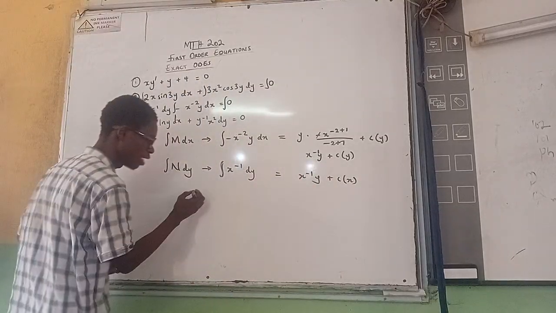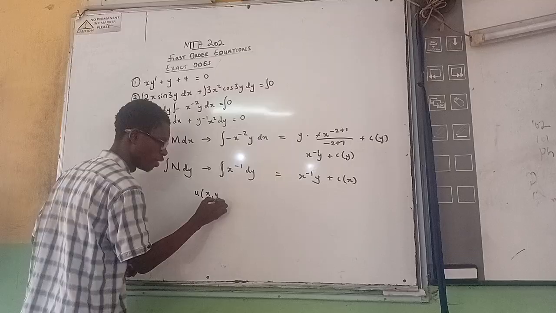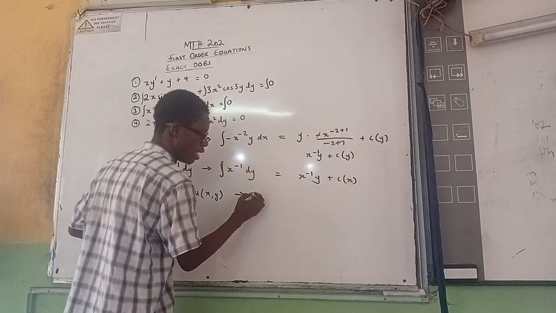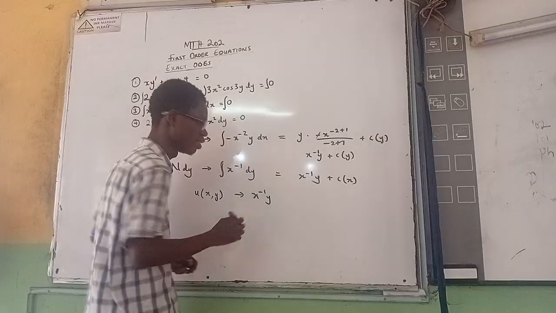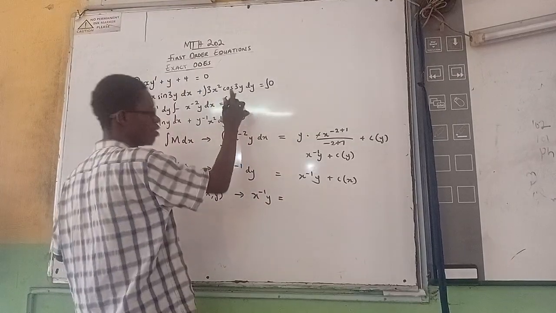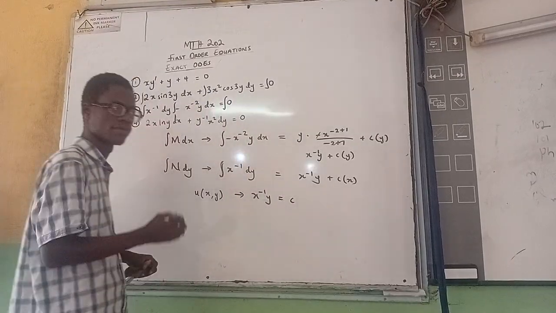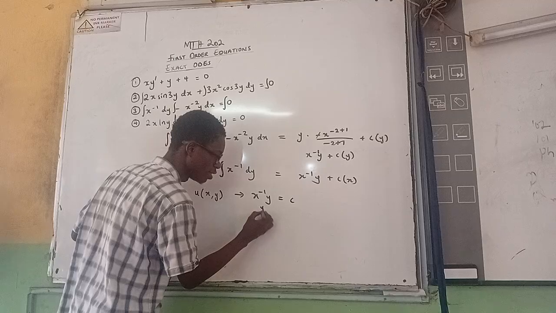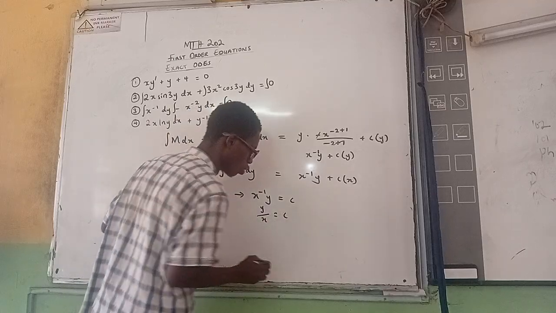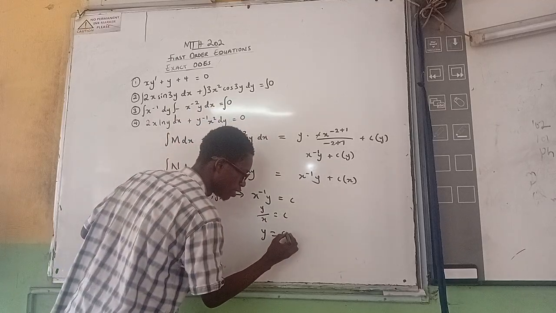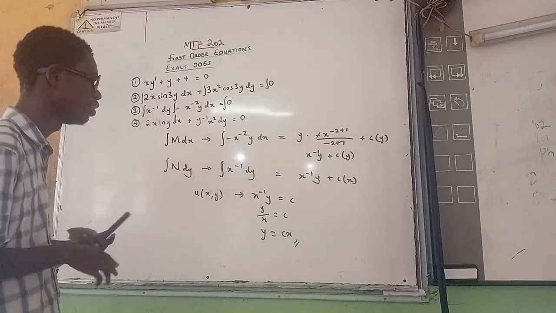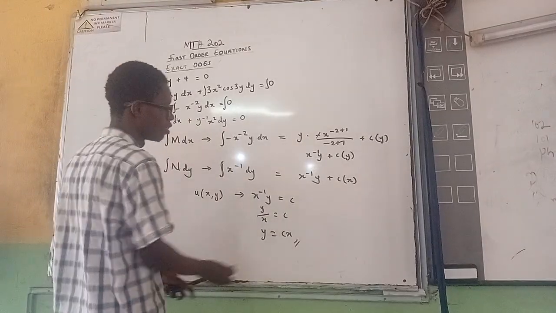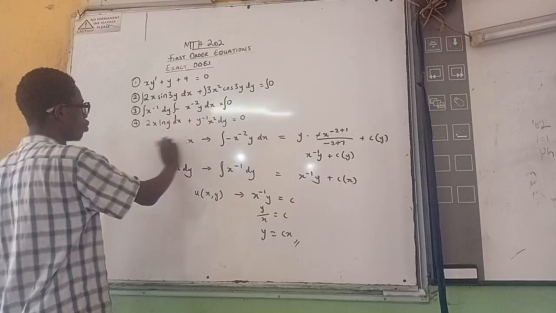So my final answer, u, which is a function of x and y, is what? x minus 1 y, both of these constants do not exist, equals, if I integrate 0, I get the constant. So this is y over x, the same thing as y over x equals constant, which means y equals cx. And that's the final answer to the exact ODE. So we have successfully solved the third question too.